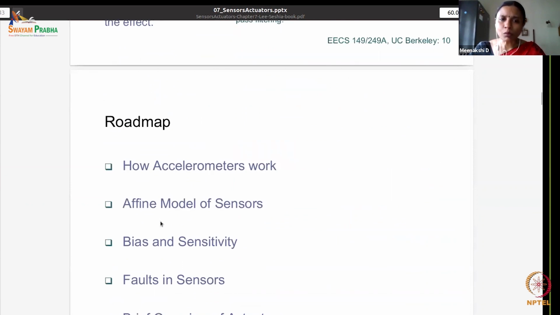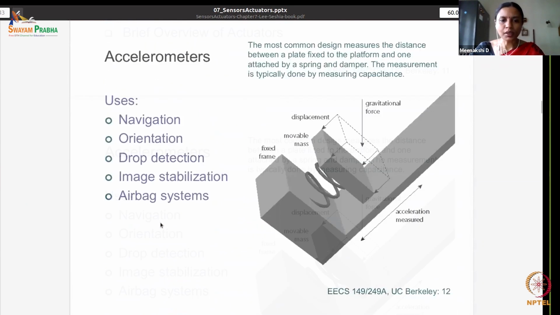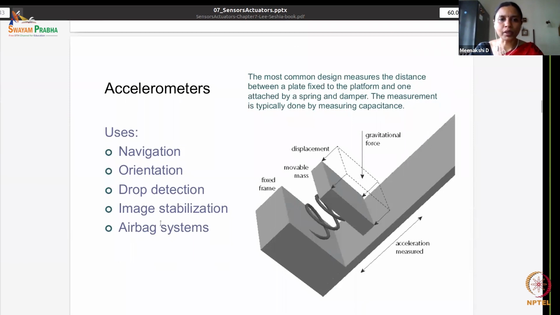Let's understand a little more about how certain sensors work. Other kinds of sensors that are popular are accelerometers. What are the uses of accelerometers? They are used for navigation, for detecting change of orientation, for detecting if something has fallen, for stabilizing an image. They are used in automatic airbag systems, and so on.